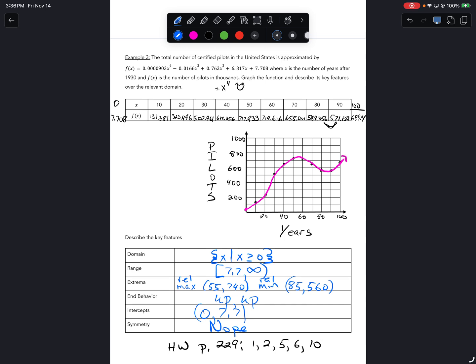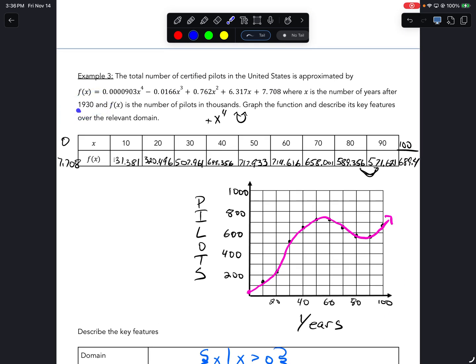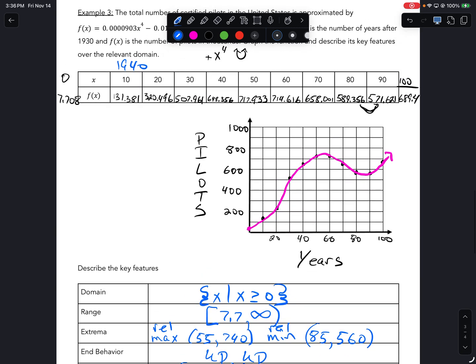So we need to actually understand what we're talking about here. So 1930, right? This is the number of years after 1930. What year is this then? 1940. So we knew that in between 50 and 60, so 55 was our relative max. So if I go for max and I do 1930 plus 55, then I would get 1985. So that's the year in which there were the maximum number of pilots.